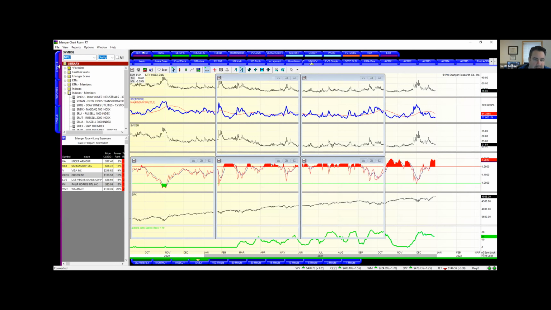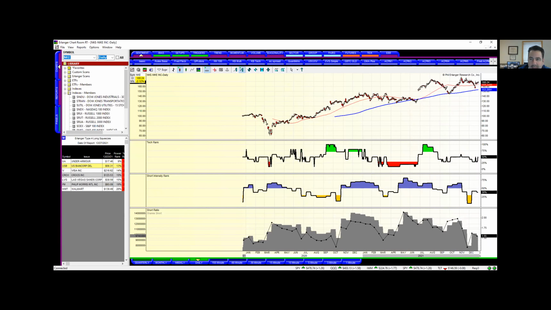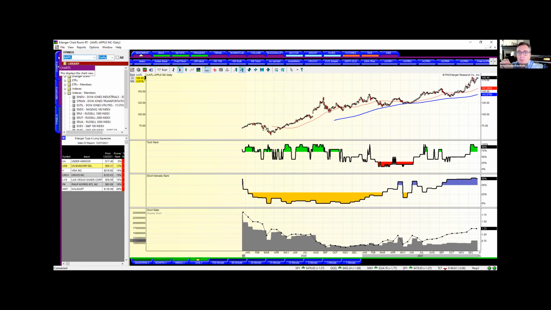And I'm going to click on short interest. We'll just make it a full page so we can see it really well. And then, so you want to just start hitting me with some names you want to look at? Apple. And can you put it with the option rank as well? Yeah, sure.